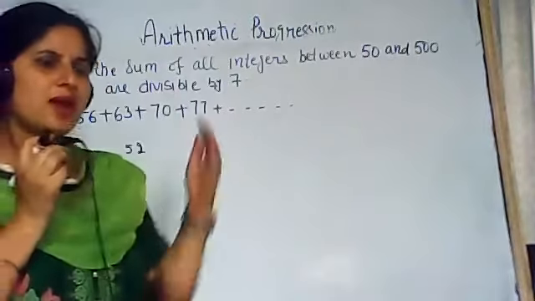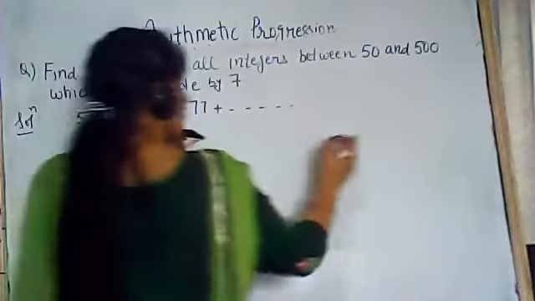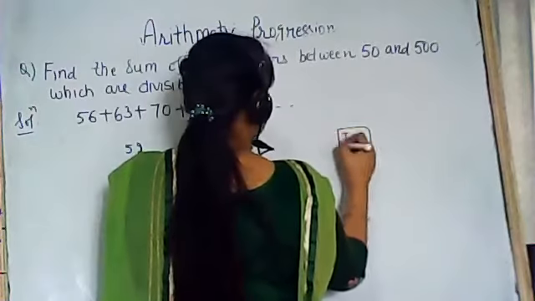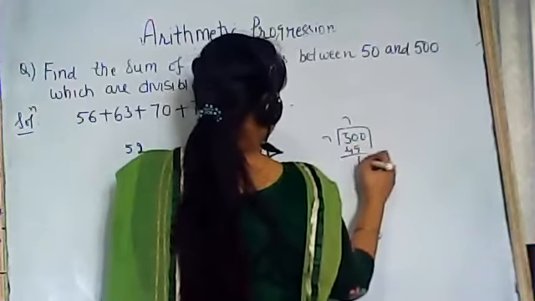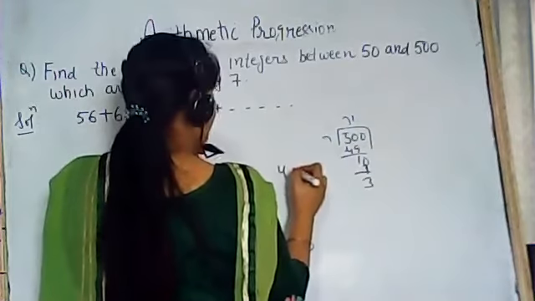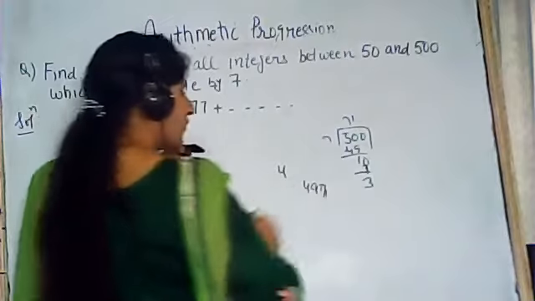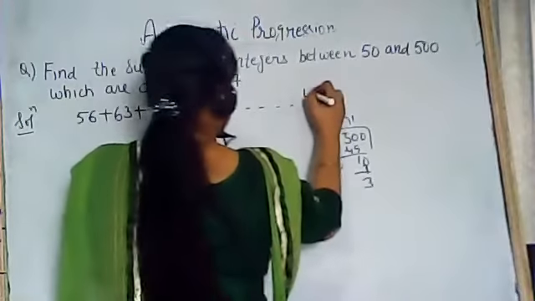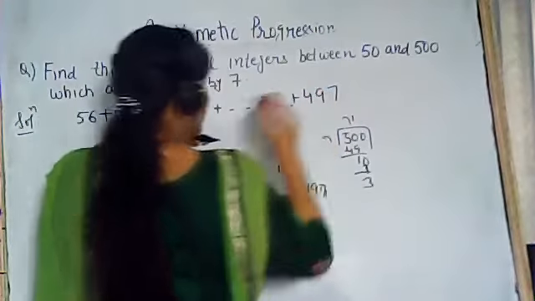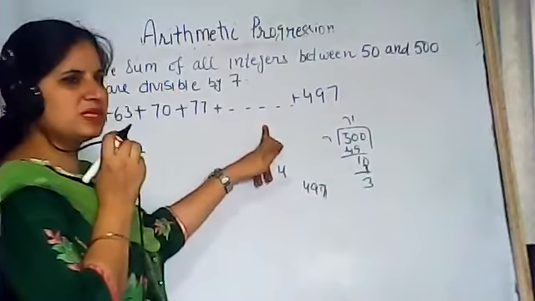Now we have to check from the last which number will be divisible by 7. 500, this is not divisible by 7 because in this case we will get remainder 3. Again, 499, this is not divisible by 7. 497, this number is divisible by 7. So from the last, what is the number which is divisible by 7?